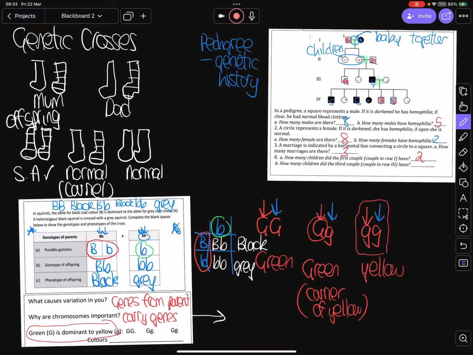And the couple in row 3 over here had quite a lot of children. They have 1, 2, 3, 4, 5, 6, 7. Okay, so I hope that's given you an understanding of the genetic crosses.